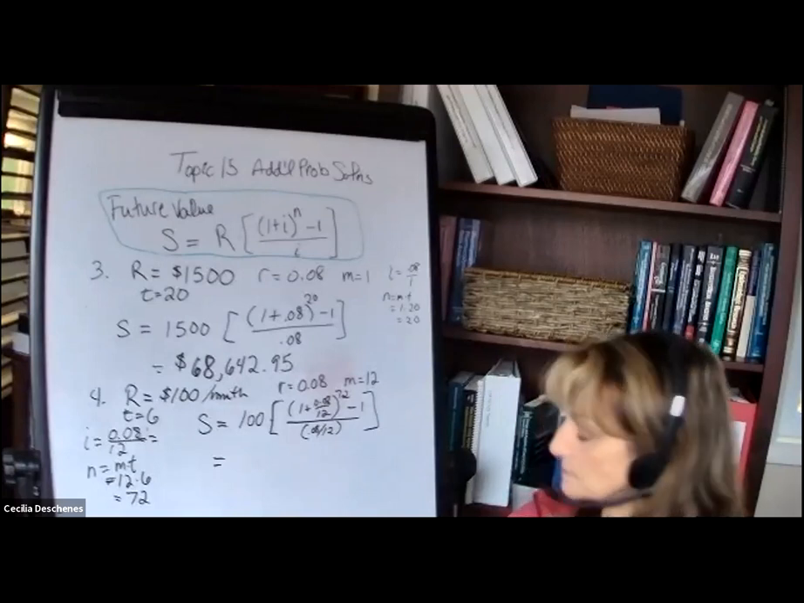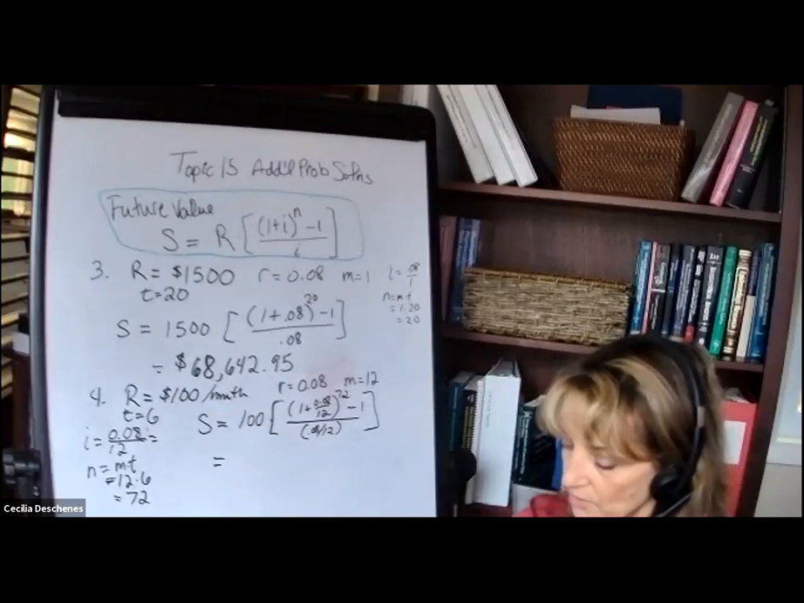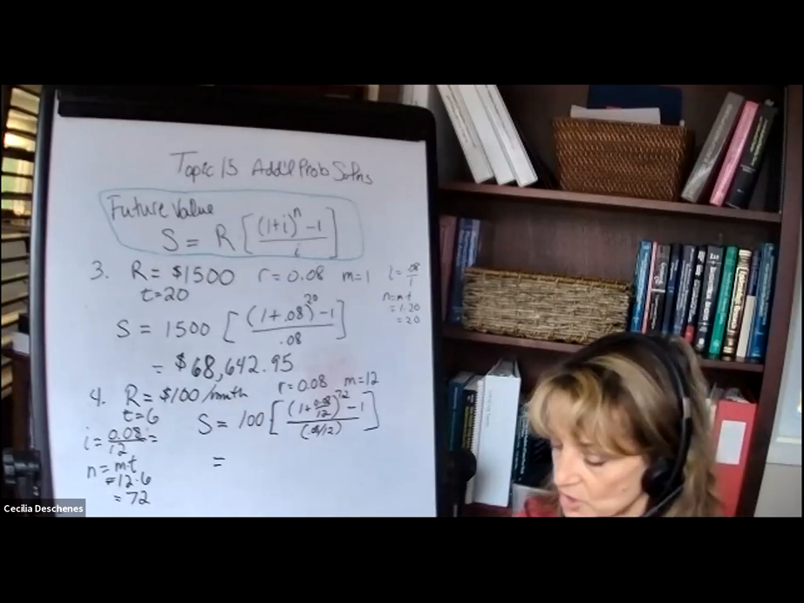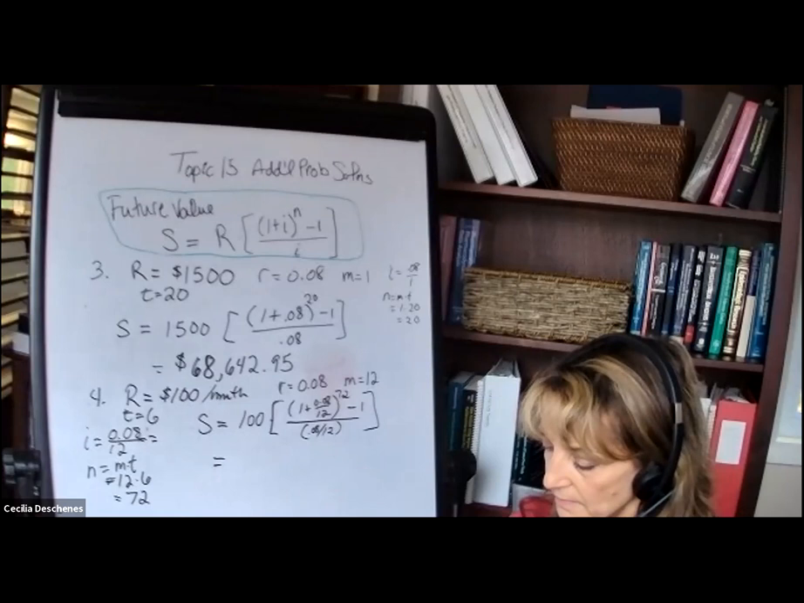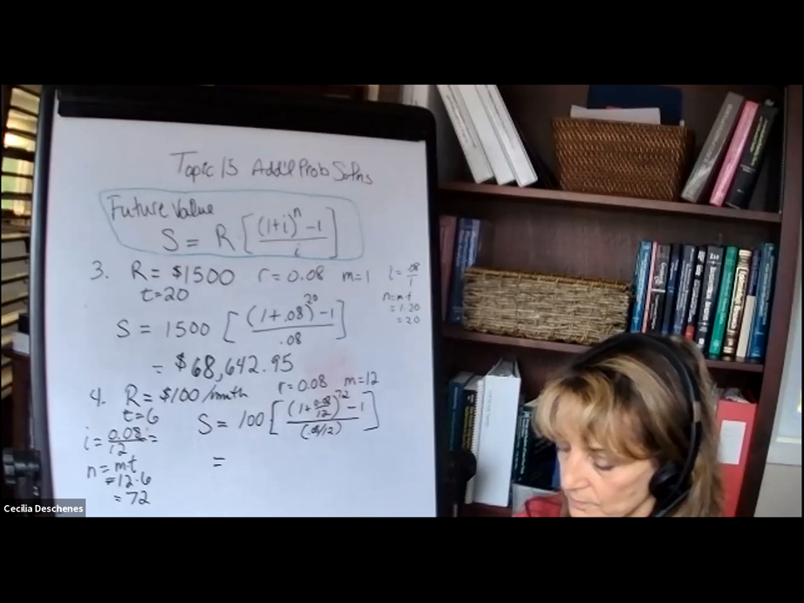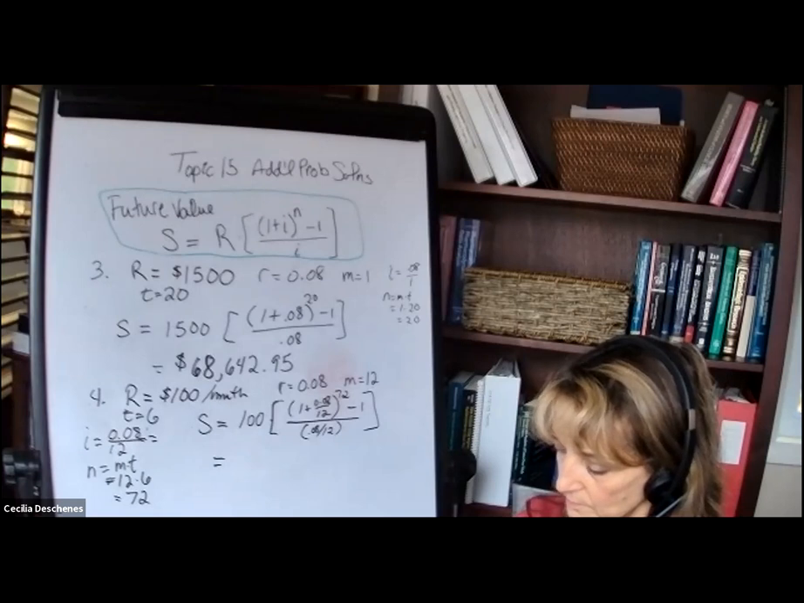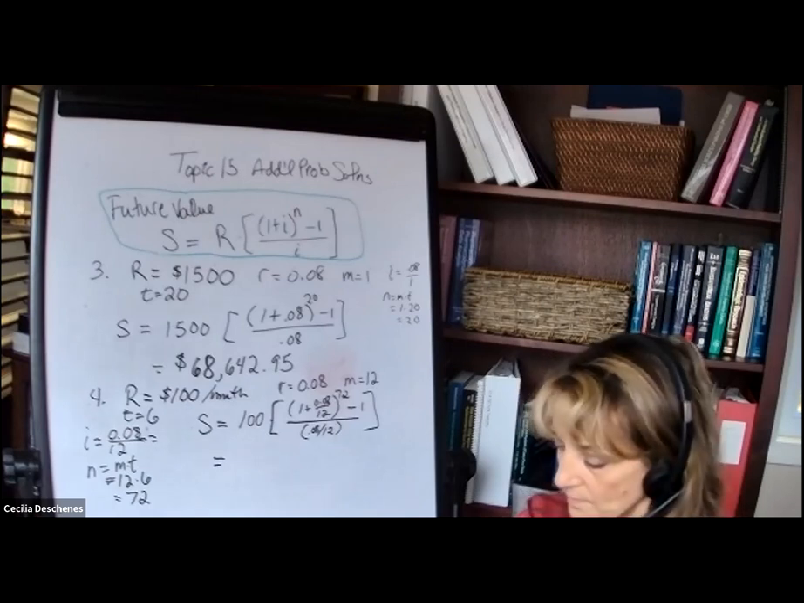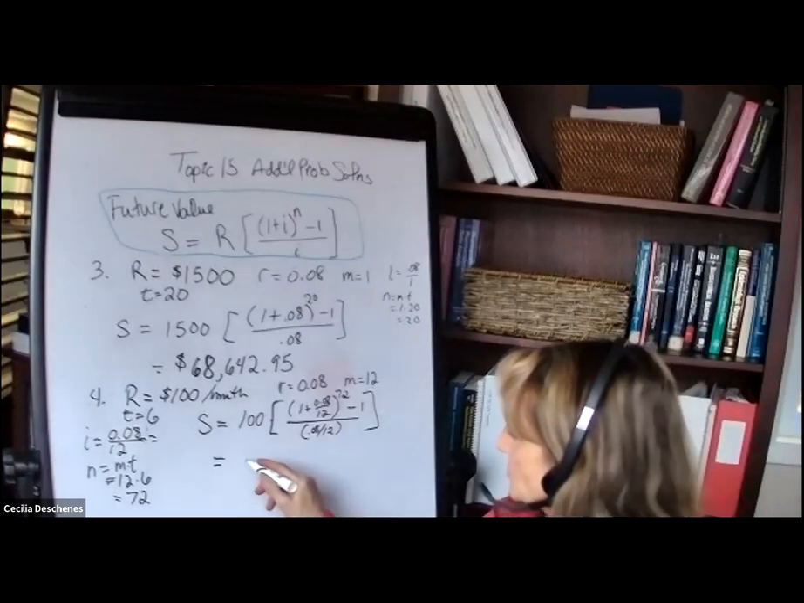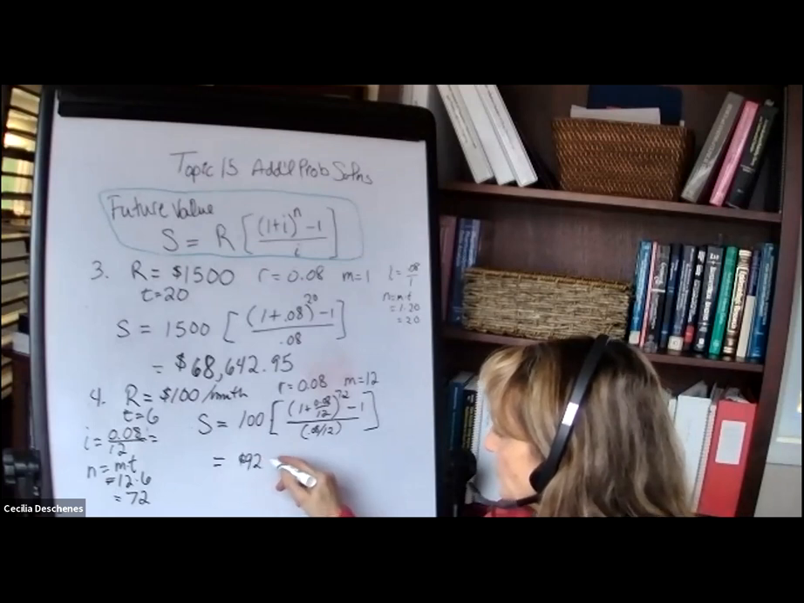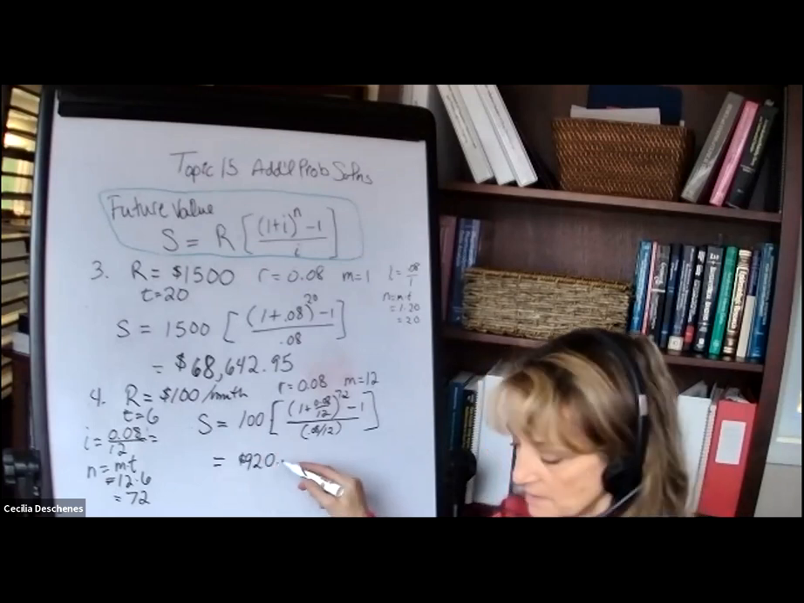Okay. So go ahead and see what you get on your calculator, or maybe you already did all this. You're just checking your solutions. So let me do that. So I get $920.25.